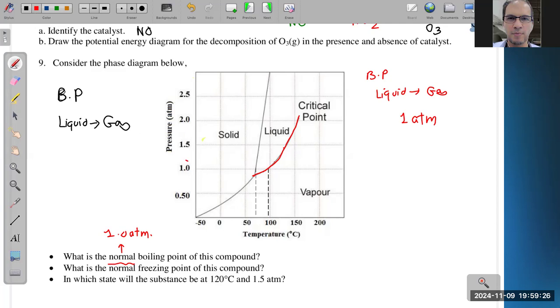Where is the atmospheric pressure? 1. So I will go for the number 1. I'll make my line from here, and then I'll go to the temperature. So I will go down until I reach here. So what is my boiling point? It's 100.